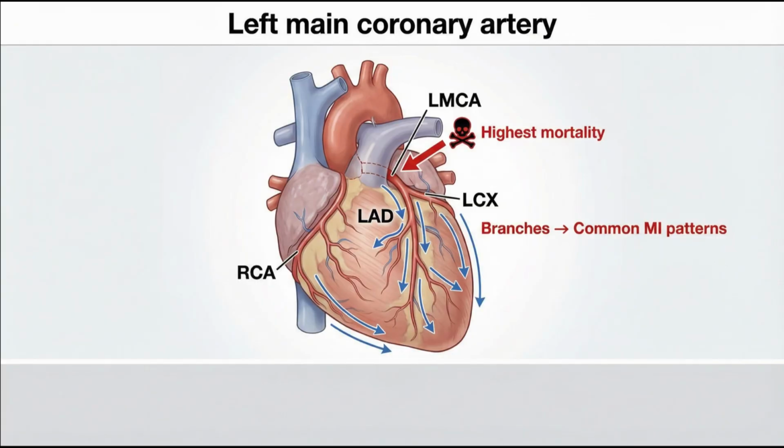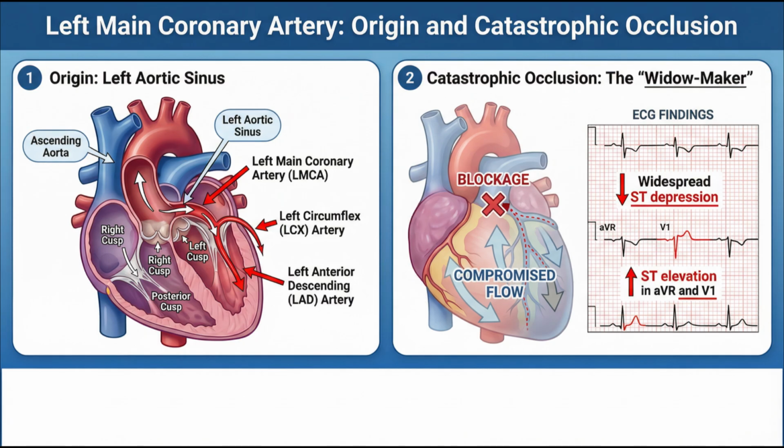Once the right coronary artery is understood, the next step in MRCP cardiology is the left main coronary artery, because its occlusion carries the highest mortality, and its branches explain the most common myocardial infarction patterns. The left main coronary artery arises from the left aortic sinus, above the left cusp of the aortic valve in the ascending aorta. It supplies the majority of the left heart, and therefore occlusion is catastrophic.